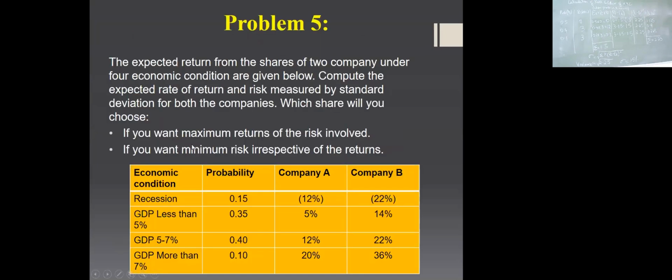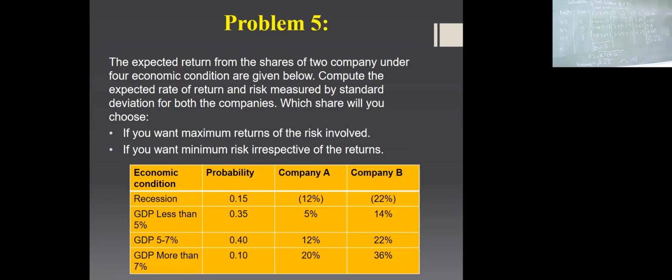Okay, so this is your next question. Please look into the question. They've told the expected return from the shares of two companies under 4 economic conditions are given below. They have asked us to compute the expected rate of return and risk measured by standard deviation for both the companies. Which share will you choose?